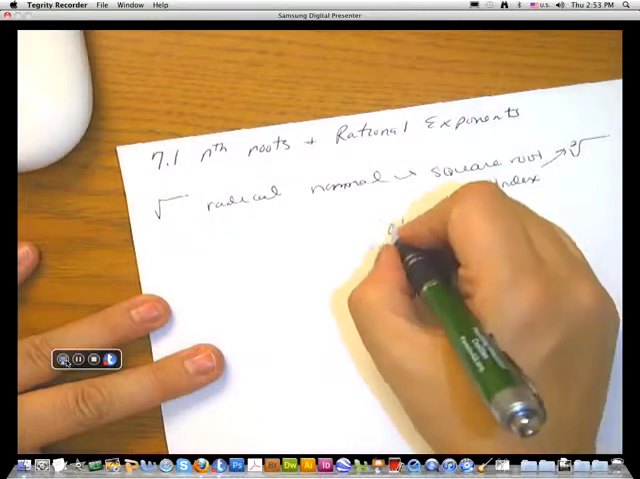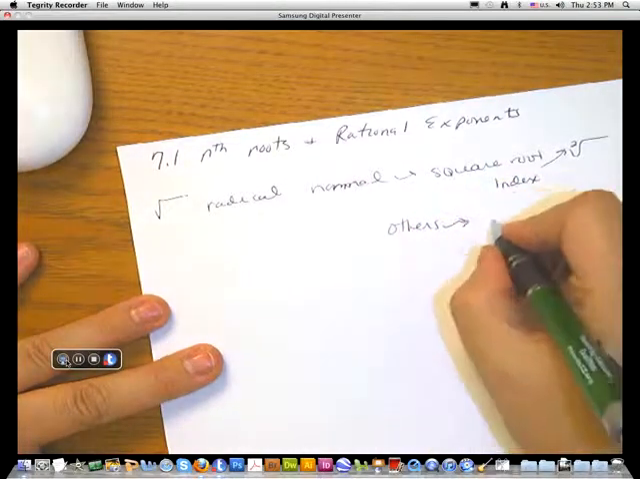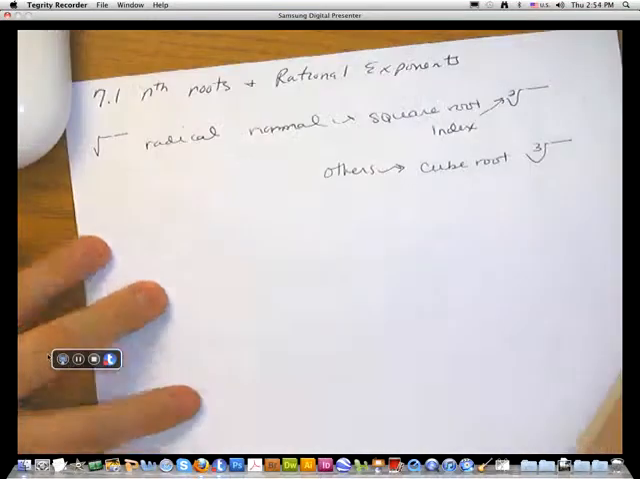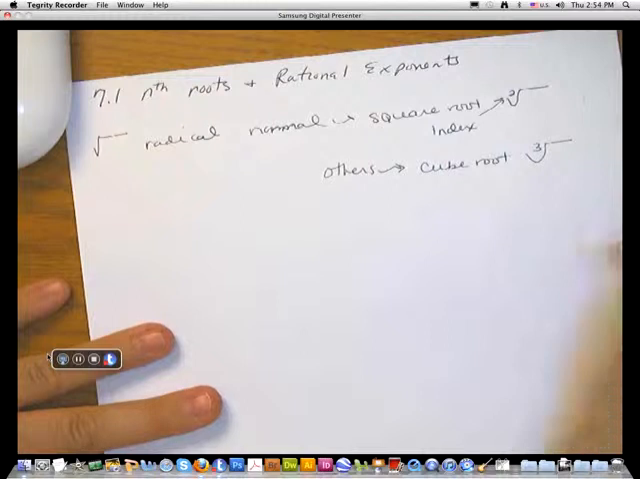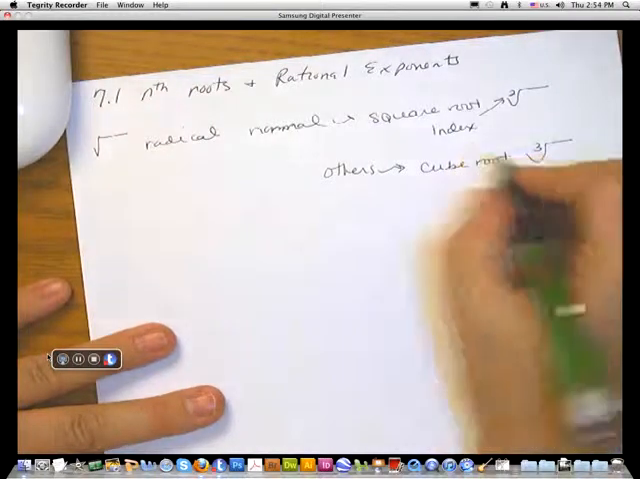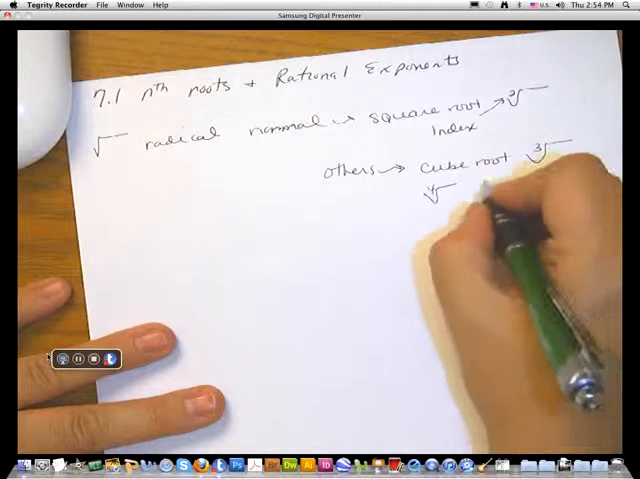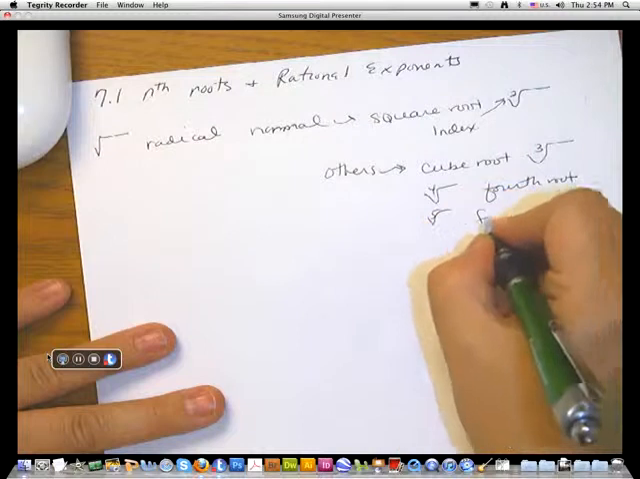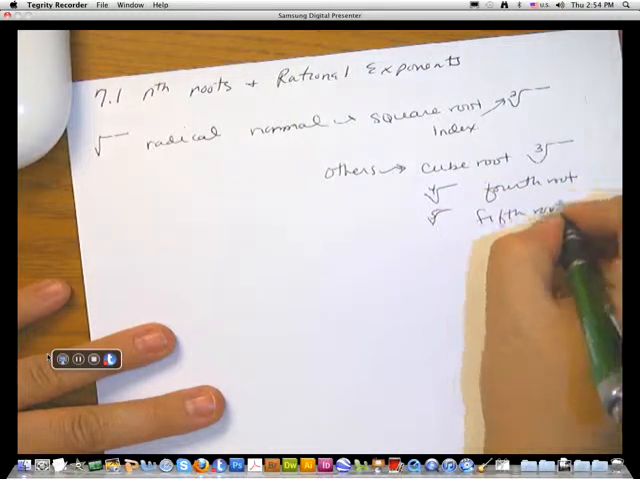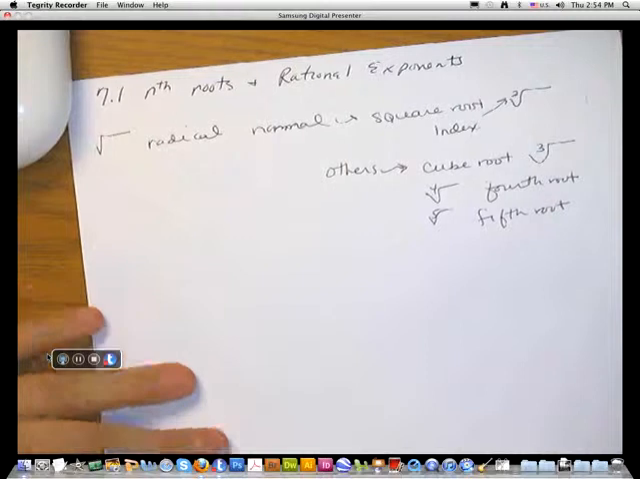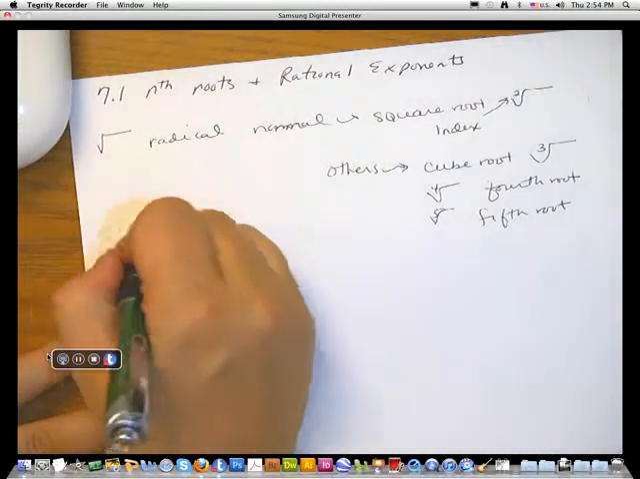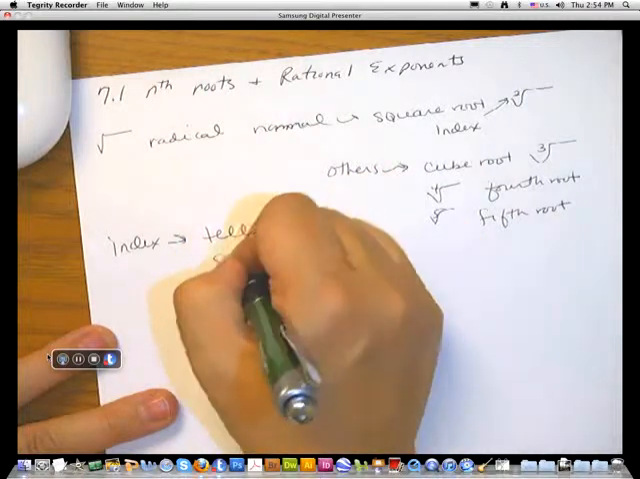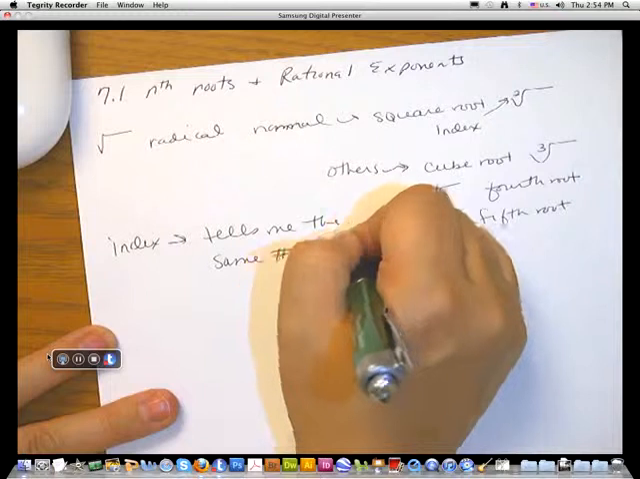Well, we have others. It's called a cube root, which means there's a 3 in that index location. If I put a 4, we call that a 4th root. If I put a 5, it's a 5th root. And so on and so forth. But what's important about it is that the index tells me the same number of factors needed.